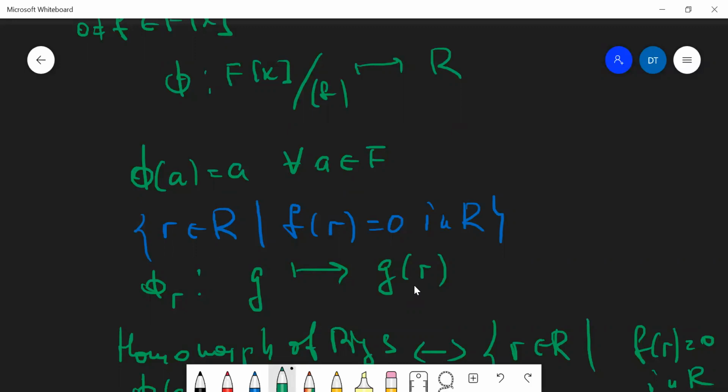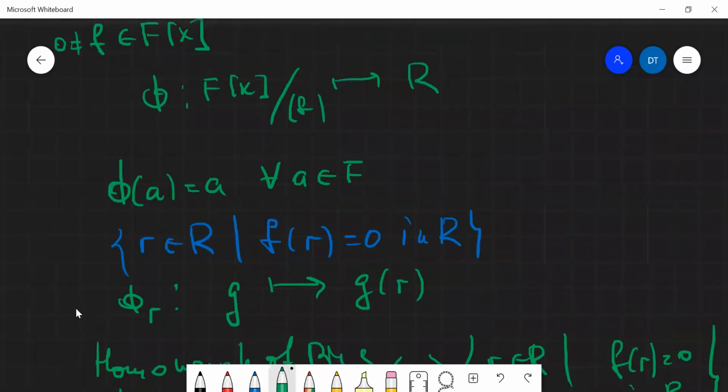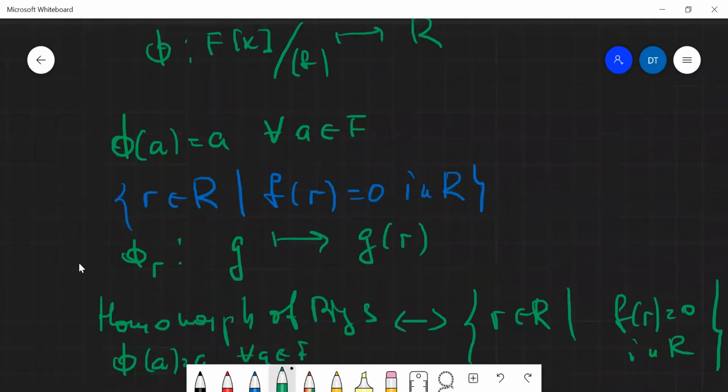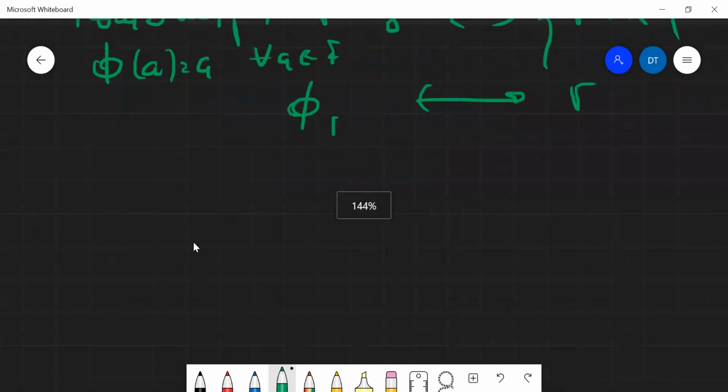So this is how it works. For example, if you want to, well, I'm not sure that it's a good idea to explain the reason for that. Simply you just need to check that the map is a well-defined homomorphism. But okay, let me say a couple of words regarding why this is true.